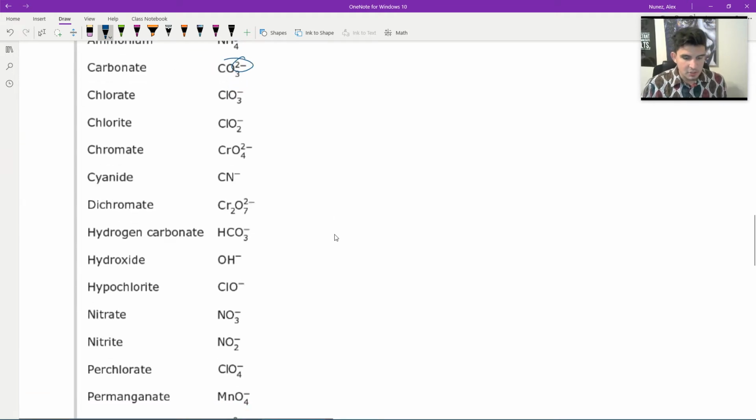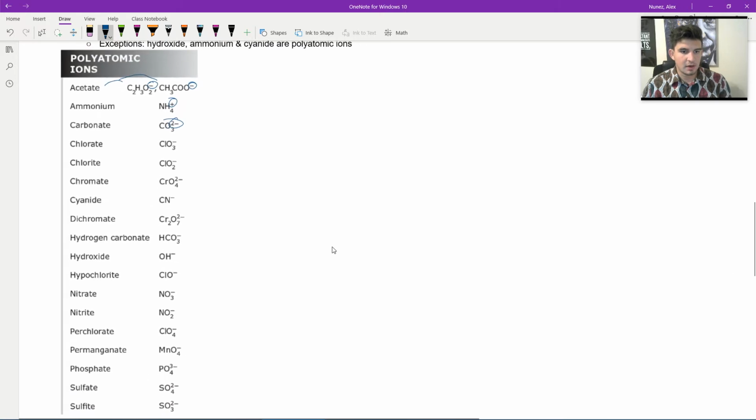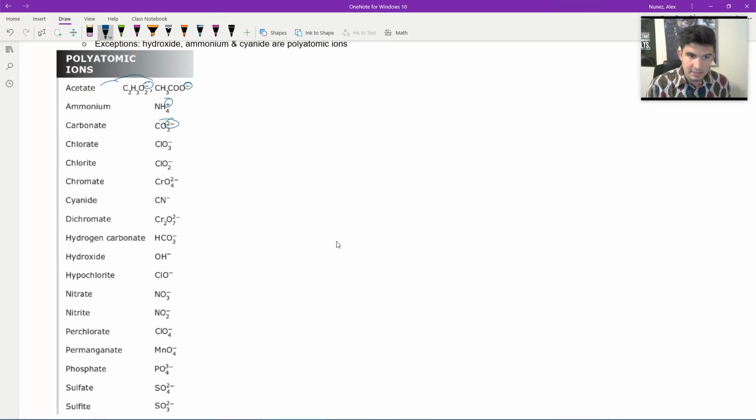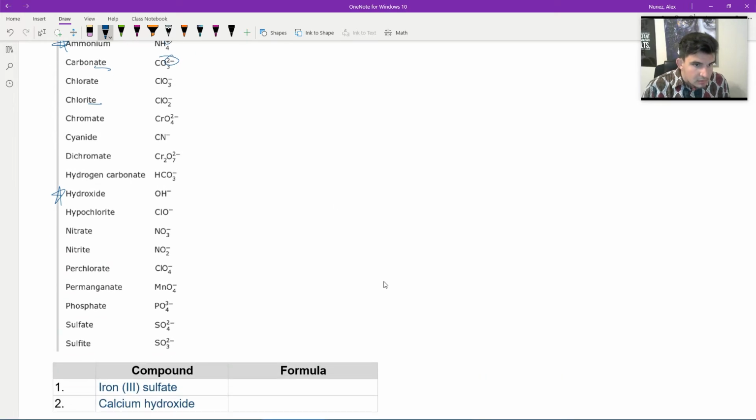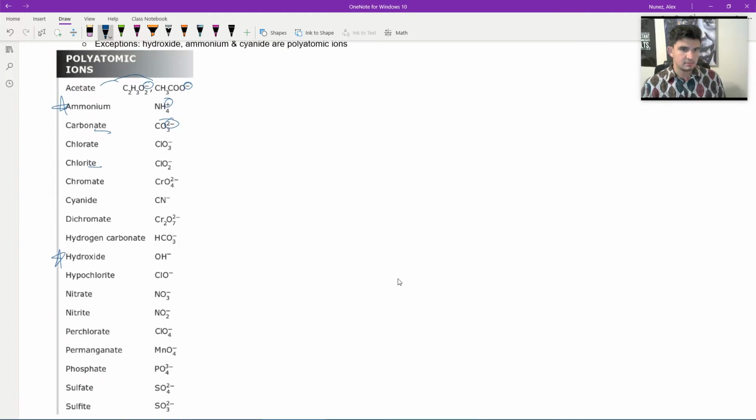You will be allowed to use this part of your reference sheet during the common assessment, so you don't have to memorize the charges, but what you do need to recognize is when to go and look up polyatomic ions. Generally, if it ends in ATE or ITE, it is a polyatomic ion, with the exceptions of ammonium, hydroxide, and, I think that's it. Oh, and cyanide. Those are the 3 exceptions.